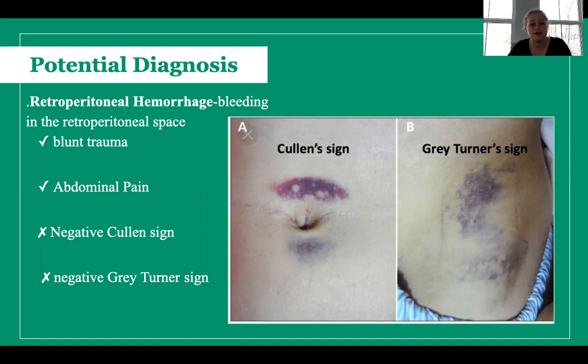Also, Cullen's sign is bruising around the umbilicus, and the patient was negative for that. That could be indicative of a retroperitoneal hemorrhage, and he did not have it. Grey Turner's sign is also indicative of a retroperitoneal hemorrhage, which is bruising around or above the hips, and he did not have that either. So I do not think this was his diagnosis.